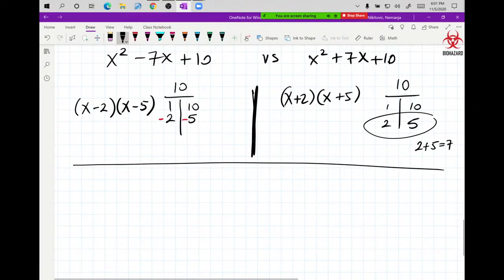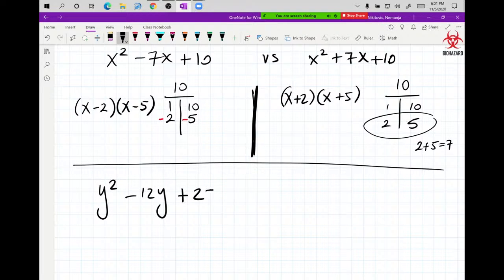So let's take a look at more of these problems. Now they give some kind of chart of things to memorize. You don't have to memorize any of that stuff if you are using this factor chart that I just showed you. All right, so try y squared minus 12y plus 27.